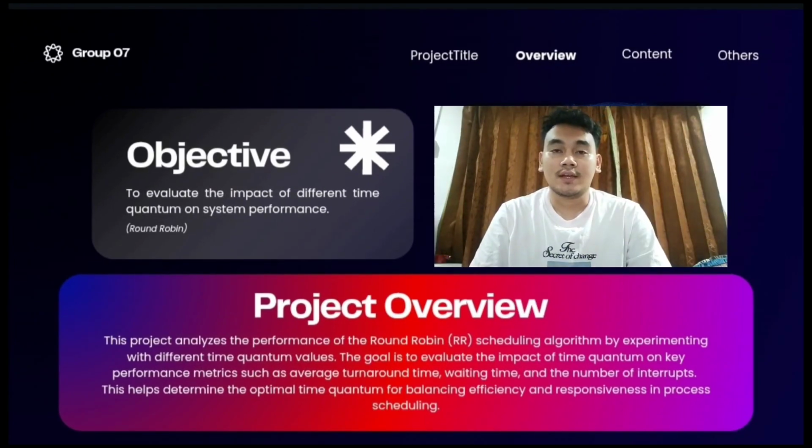So without wasting our time, let me continue with the objective. What is the objective of round robin? It is to evaluate the impact of different time quantum on system performance.